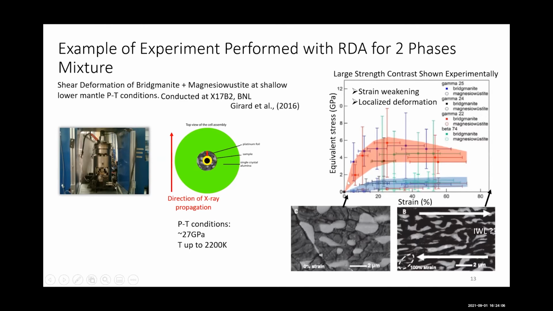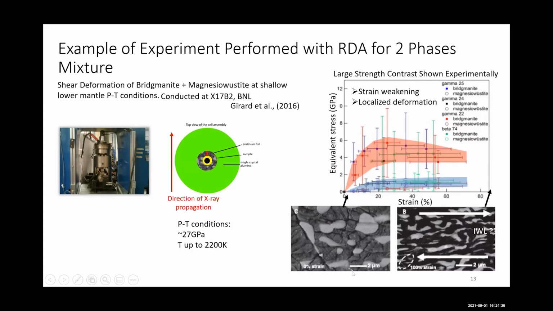So in red is the stress level achieved by bridgmanite, and in blue here is the stress level achieved by magnesiowüstite. And you can see there is a large strength contrast, with maybe a hint of stress drop in bridgmanite, which might be, at large enough strain, becoming a deformation that is essentially going towards homogeneous stress deformation.